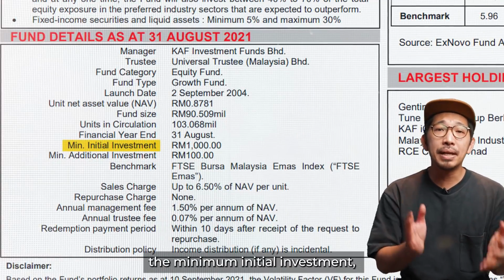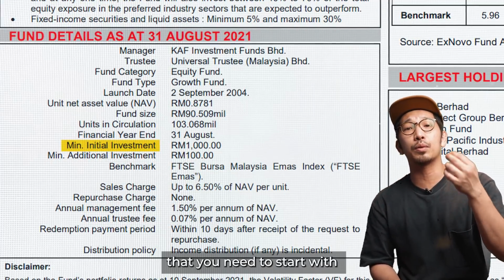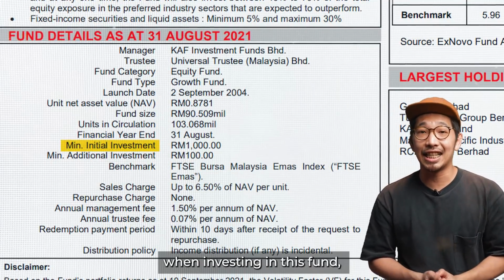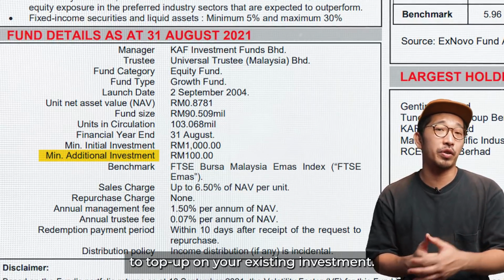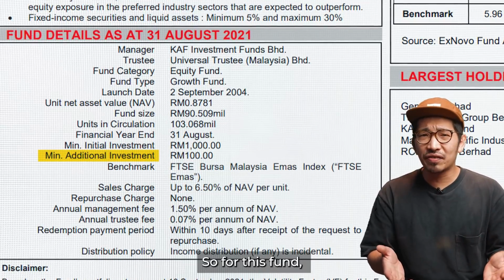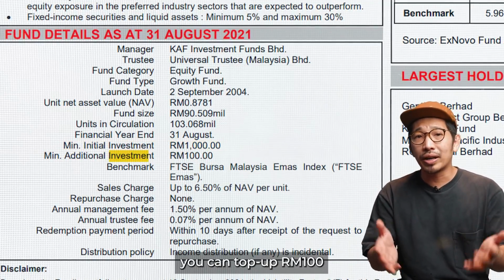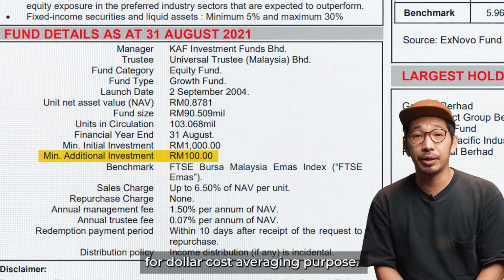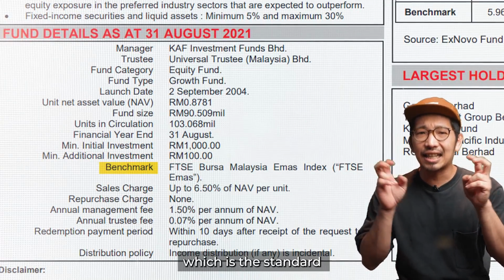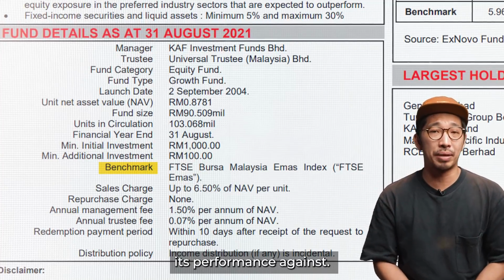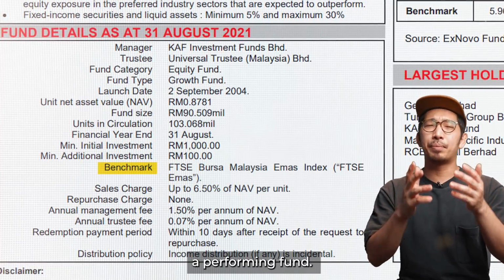The first thing, the minimum initial investment, which means the minimal amount of money that you need to start with when investing in this fund. Then additional investment, which means the minimum amount to top up on your existing investment. So for this fund, you can start investing with just 1,000 ringgit. And then every month you can top up 100 ringgit for dollar cost averaging purposes. You will also find information called the benchmark, which is the standard that this fund is judging its performance against. The fund should outperform this benchmark to be considered a performing fund.